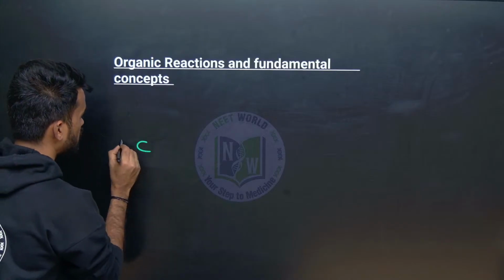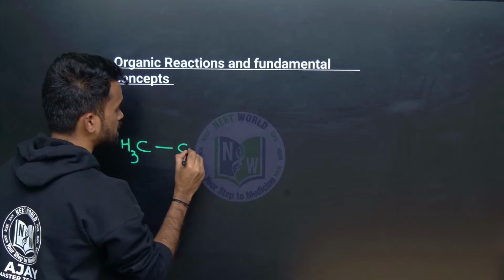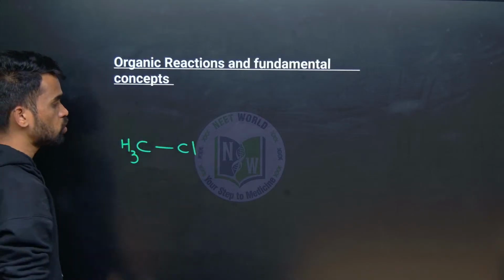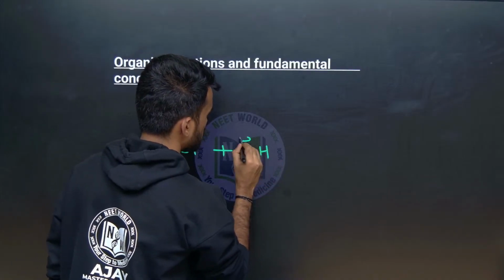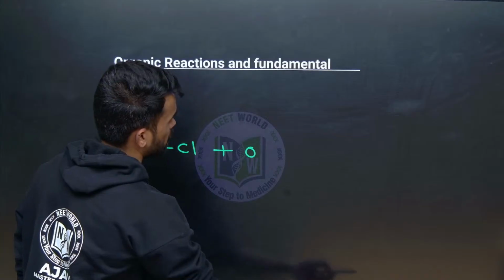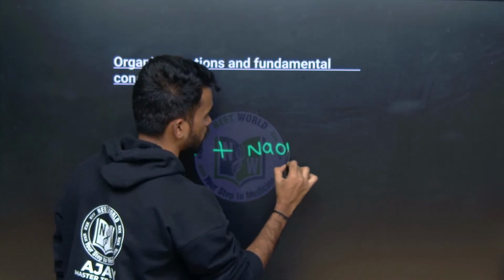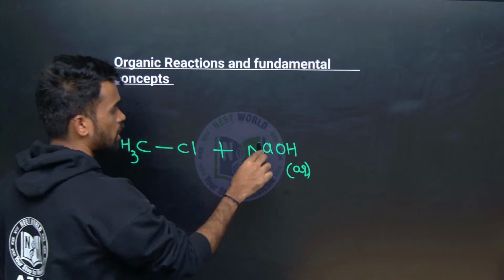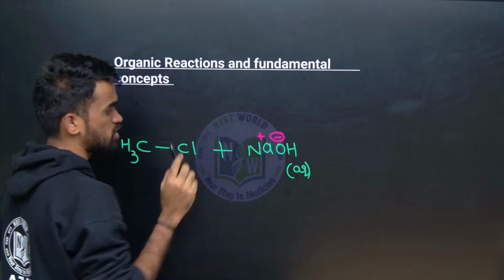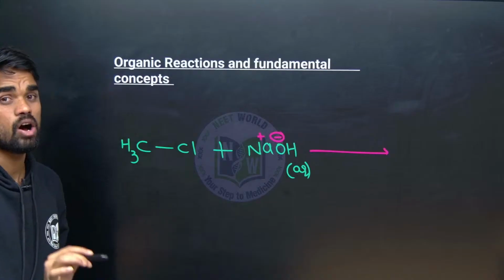See, I will be giving one generalized example here. I am taking CH3Cl, and to this we will be adding OH minus. The source of OH minus, let us say, is aqueous NaOH, which I am taking. So we have Na plus and OH minus. Let us understand how the reaction takes place.